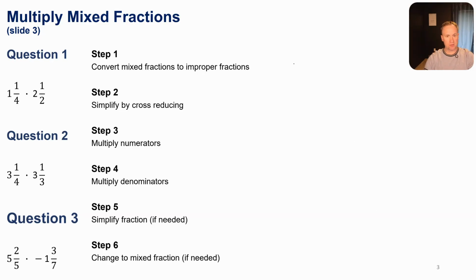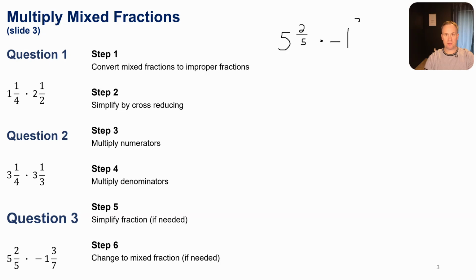Question number 3 is interesting. It adds a negative symbol into this. So it's a positive by a negative. So positive by a negative is going to give us a negative as our final sign, right? So just remember that at the end. Otherwise, the negative doesn't really have much bearing on the problem.